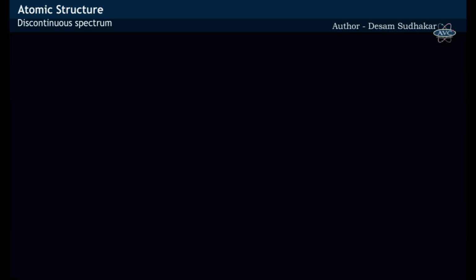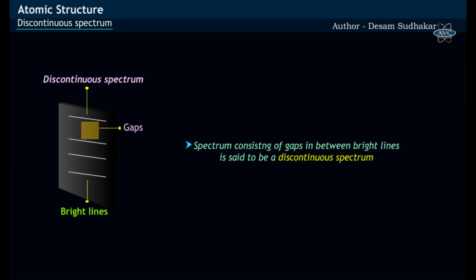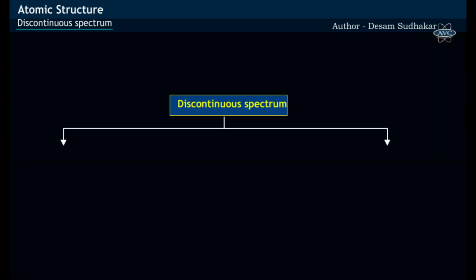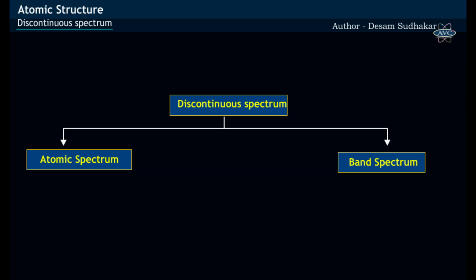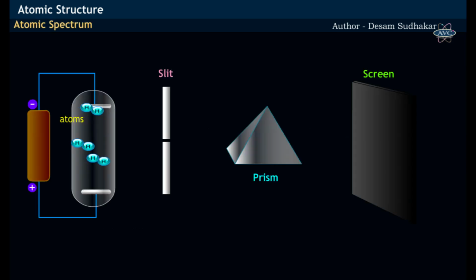Let us know what is discontinuous spectrum. The spectrum which consists of gaps in between them is called discontinuous spectrum. Discontinuous spectrum is of two types, that is, atomic spectrum and band spectrum. Atomic spectrum is characteristic of atoms.